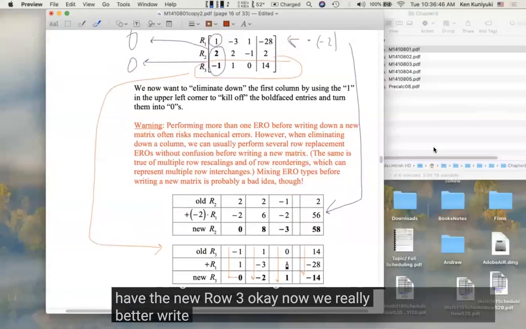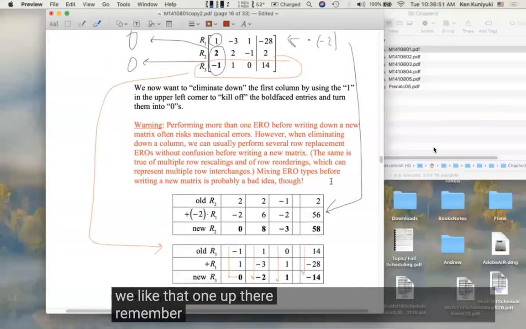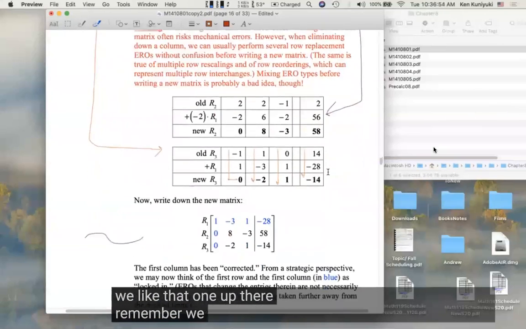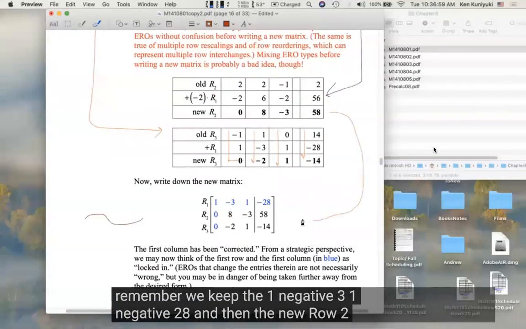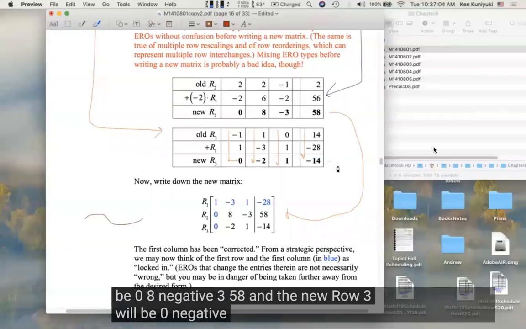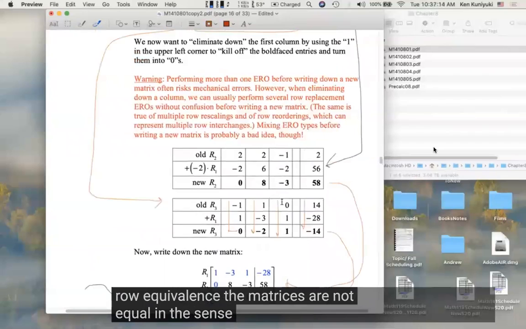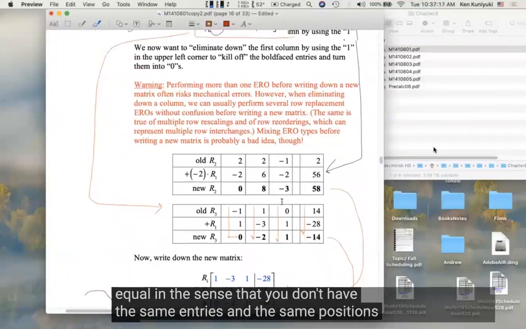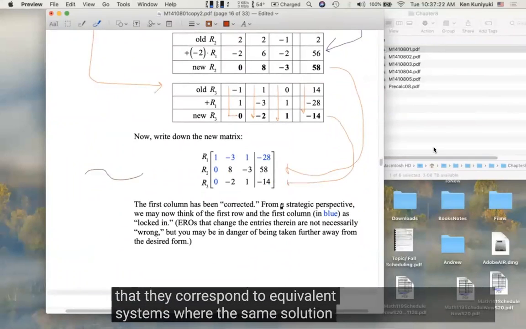Okay, now we really better write the new matrix at this point. We're going to keep the old row 1. We like that 1 up there, remember? We keep the 1, -3, 1, -28. And then the new row 2 will be 0, 8, -3, 58. And the new row 3 will be 0, -2, 1, -14. Again, this here indicates row equivalence. The matrices are not equal in the sense that you don't have the same entries in the same positions, but they're row equivalent in the sense that they correspond to equivalent systems with the same solution set.